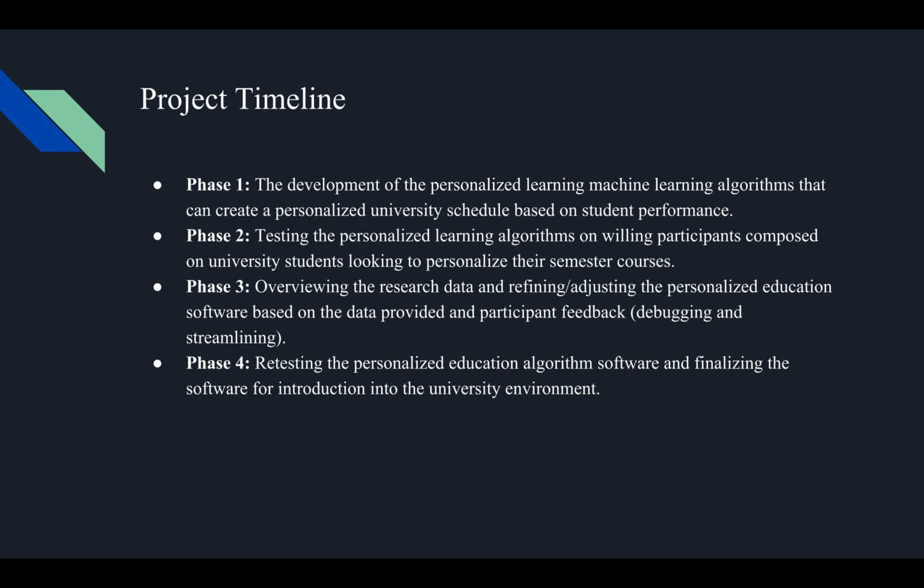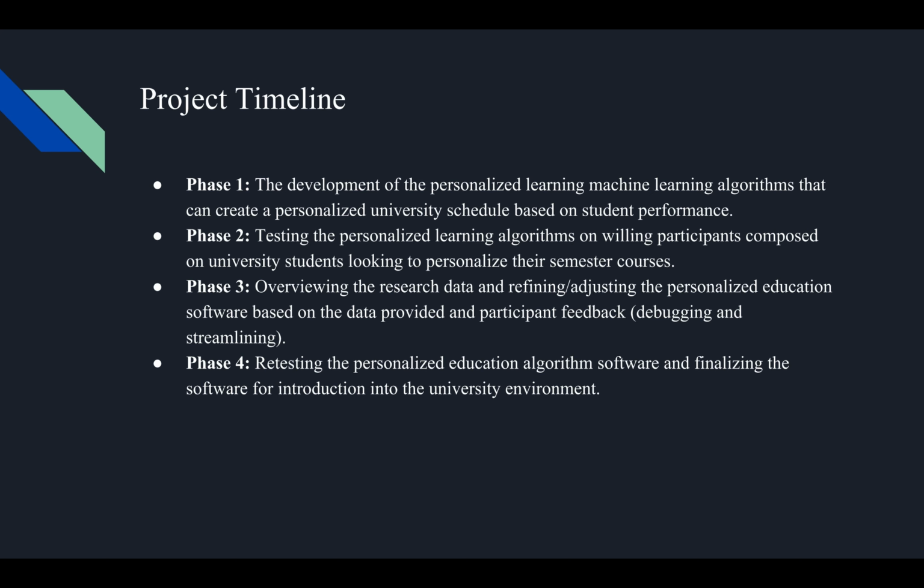Now let's talk about the project timeline. Phase 1 involves the development of those personalized learning algorithms that can create a personalized university schedule based on student performance in certain classes. Phase 2 involves testing the personalized learning algorithms on willing participants composed of university students looking to personalize their semester courses and be involved in research opportunities.